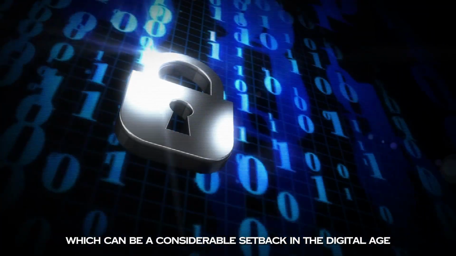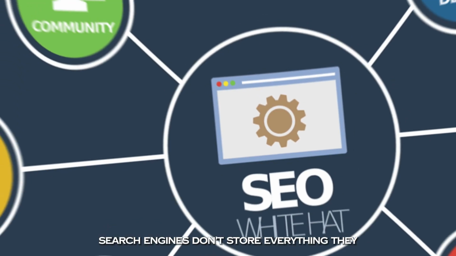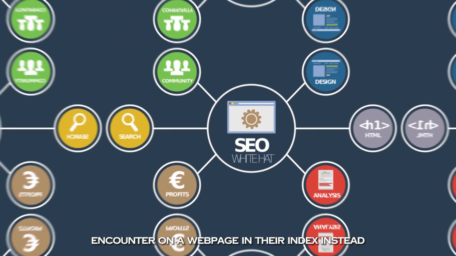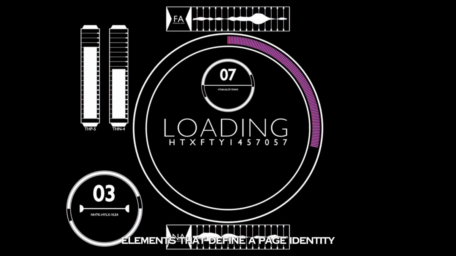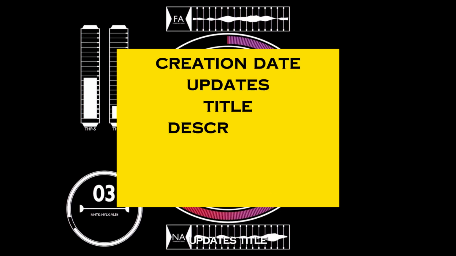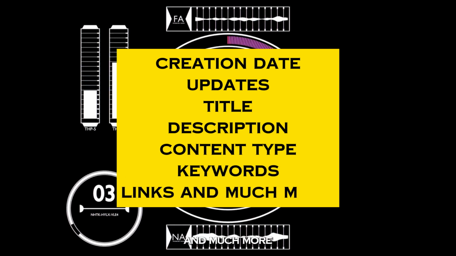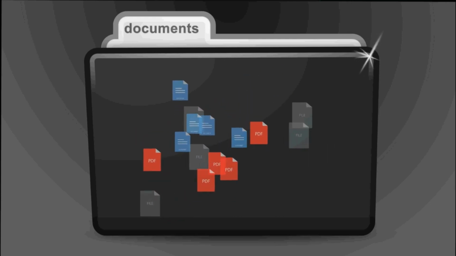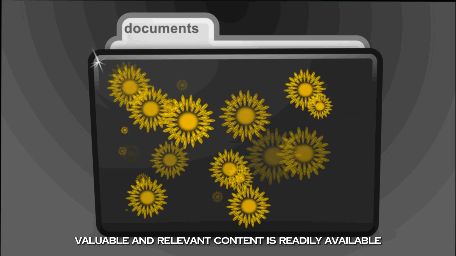in the digital age. What is even more fascinating is that search engines don't store everything they encounter on a web page in their index. Instead, they focus on the critical elements that define a page's identity, such as its creation date, updates, title, description, content type, keywords, links, and much more. It is like indexing a library of the internet, ensuring that the most valuable and relevant content is readily available.